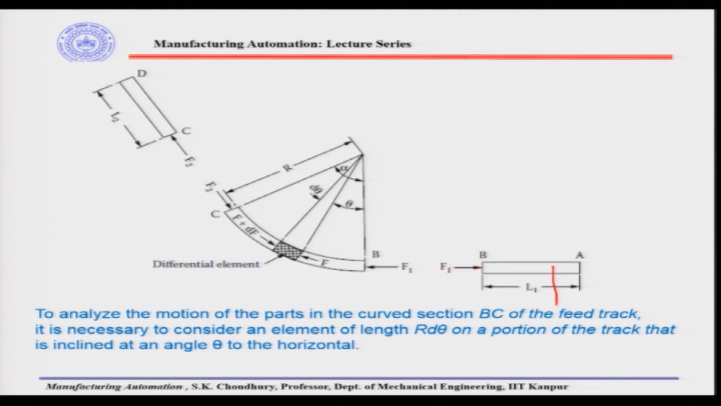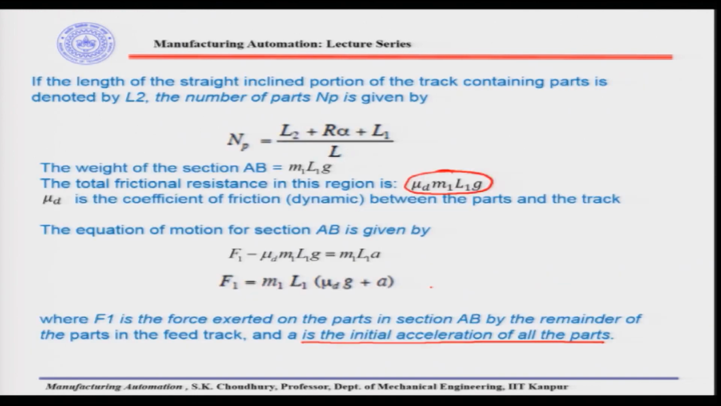So, therefore, if we have this M1 G and the L, then the force which is going against that will be mu d M1 G and the L. So, the equation will be F1, and in the opposite direction mu d M1 L1 G, and this is equal to the initial acceleration times M1 L1.